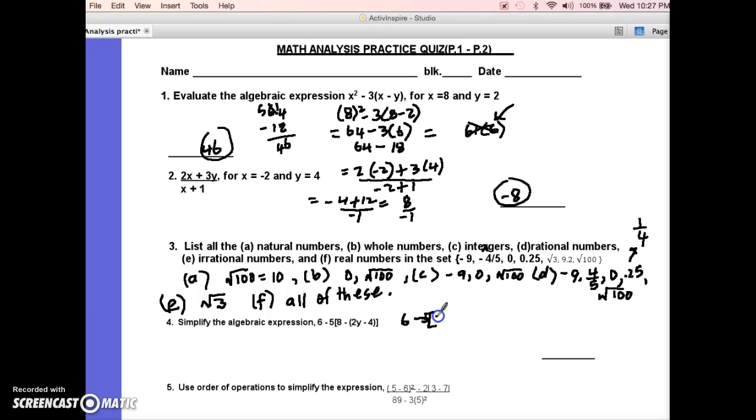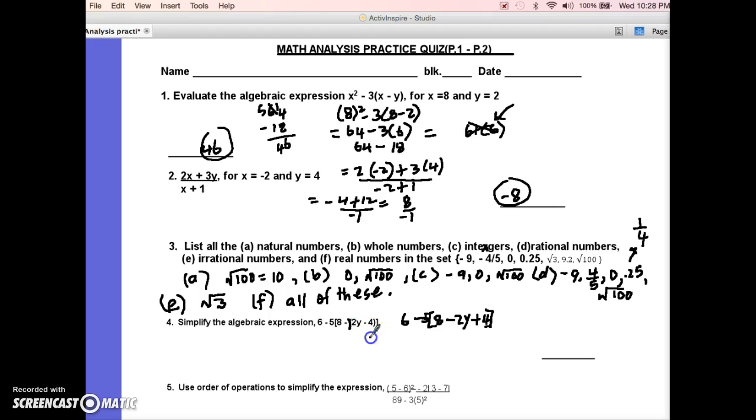And then do the inner parentheses first. That's P means PEMDAS. So this is understood to have a -1 here, right here. So -1 times positive 2y would give me a -2y. -1 times -4 give me a positive 4 in here.